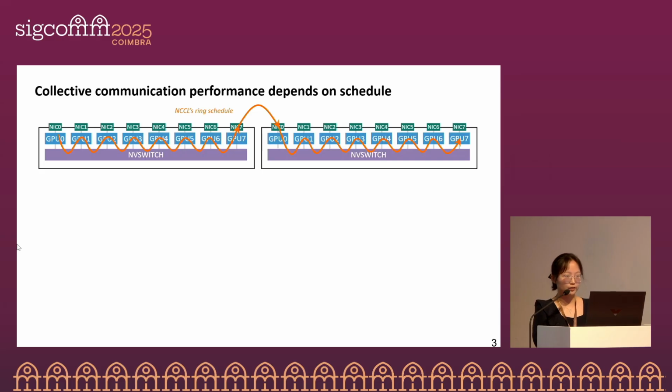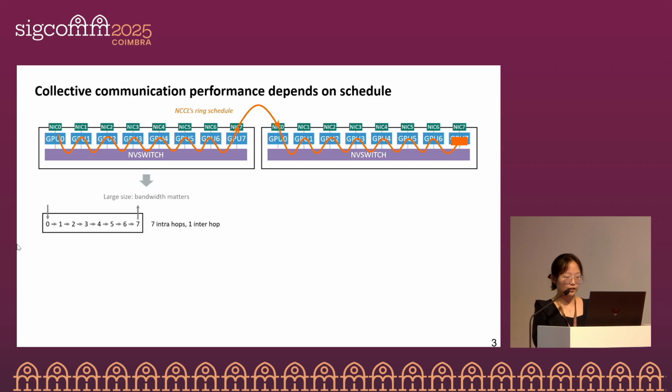Take NCCL's ring schedule as an example. Here are two servers, each with 8 GPUs. Inside the server, they connect by NVSwitch. Across servers, they use NICs. NCCL links all 16 GPUs into a long ring. Each data chunk starts at 1 GPU and goes hop by hop until everyone has it.